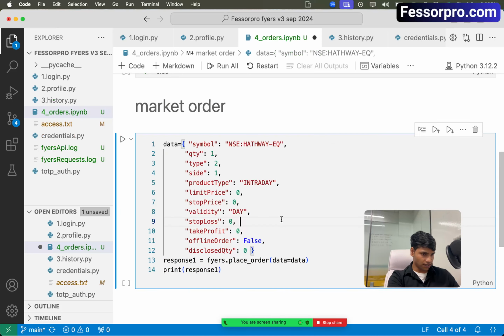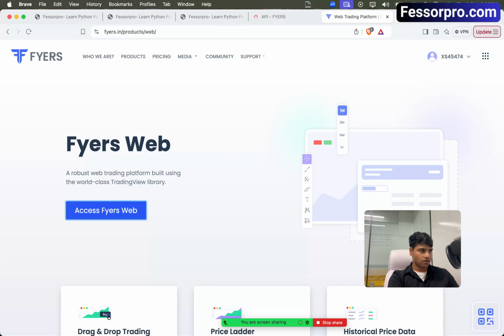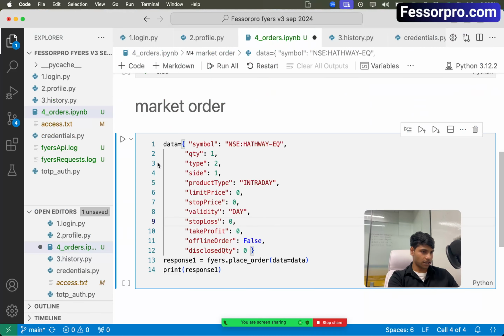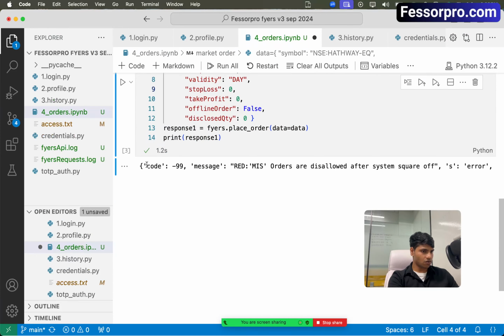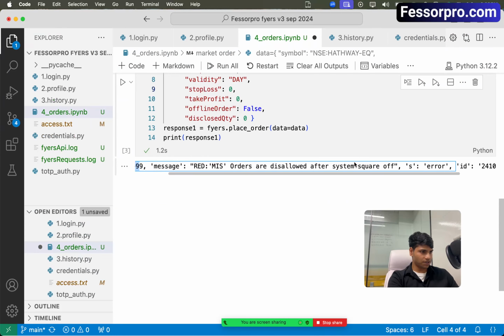Now, if I run this cell, you'll see that a new order will be placed. How will I know? I'll see a new order here, and this order will be on Hathway. So see, if I run the code, it will show me some error. You see error code -99. And if I come here, there is a Hathway order also. This was also a market order. Now, what is the reason? The same reason they are giving us: disallowed after the system square off.